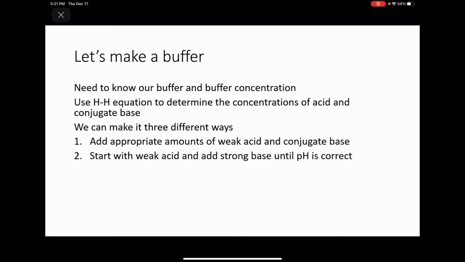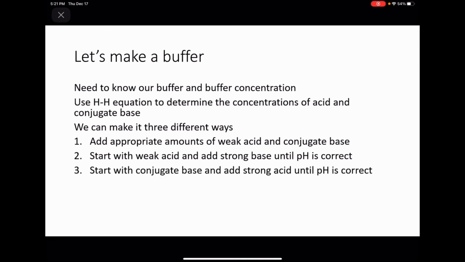So you could start with, say, the weak acid. So just add all weak acid and then just add a strong base to it. So you actually react it to make the conjugate base until you have the correct pH. And conversely, you can start with the conjugate base and add strong acid until you get the appropriate concentrations where the pH is correct. Those last two are similar to the first one. They're a little more difficult to do in the lecture. In the lab, you're going to see that they're very easy to do.